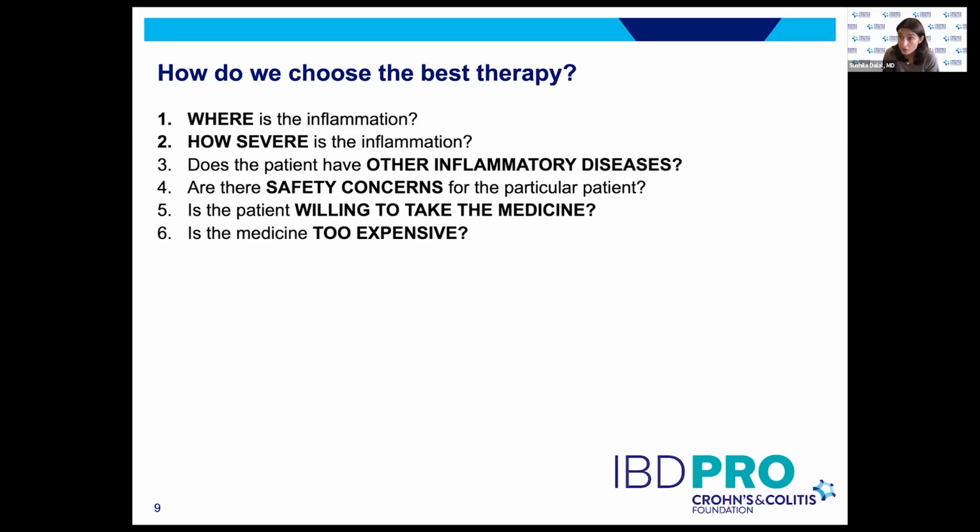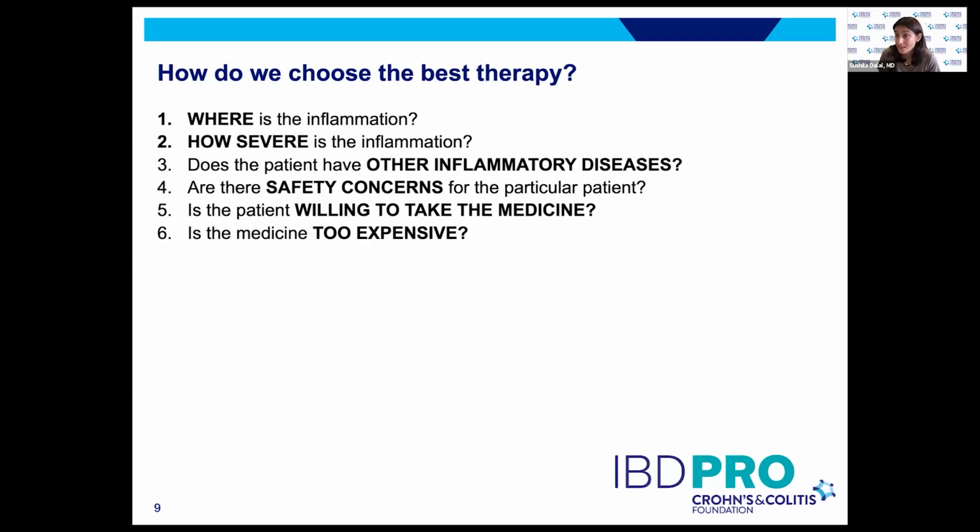Does this patient have particular safety concerns? Do they have cardiovascular disease? Do they have a prior clot? Have they had a prior cancer that we need to take into account? Are they on other immunosuppression or other medications for other conditions that they have that we need to think about?